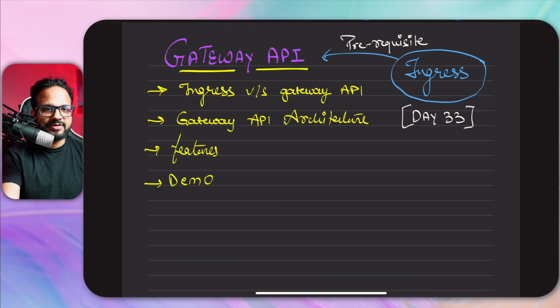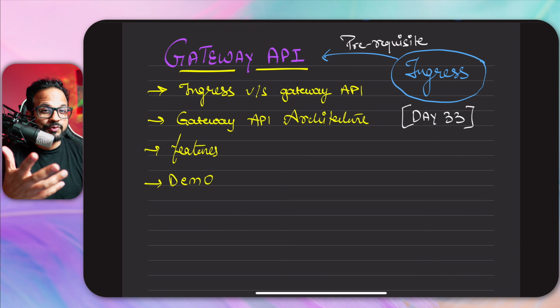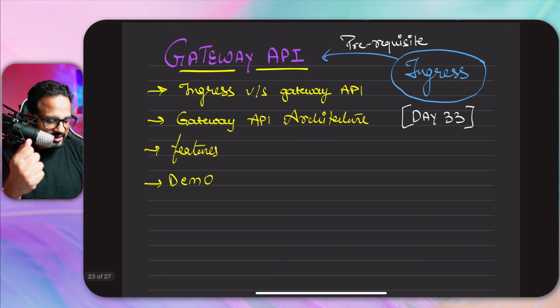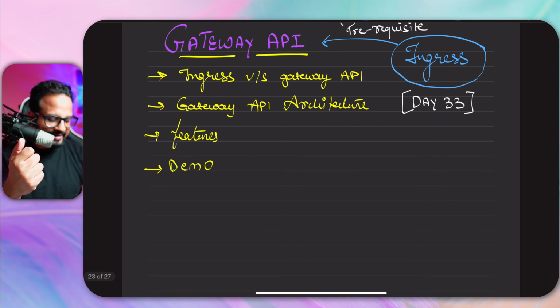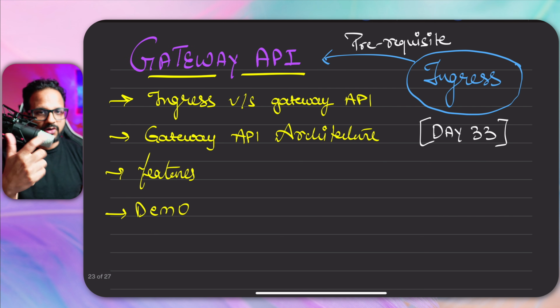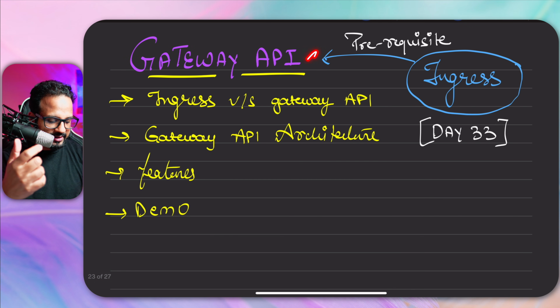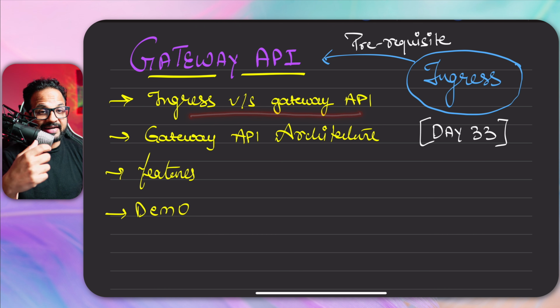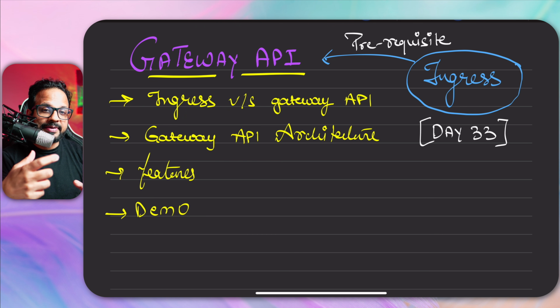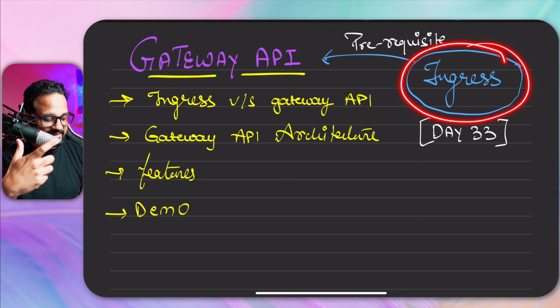So let me just share my screen and walk you through what we're going to do in this video. Okay, so we'll start with understanding the Gateway API, because this video is all about Gateway API, so this is what we're going to understand first. We'll see the basic difference between Ingress and Gateway API, because Gateway API is nothing but a newer version of Ingress, and prerequisite is Ingress.